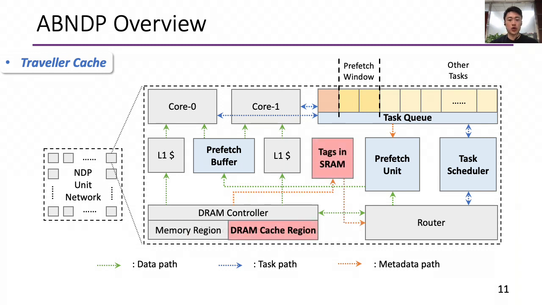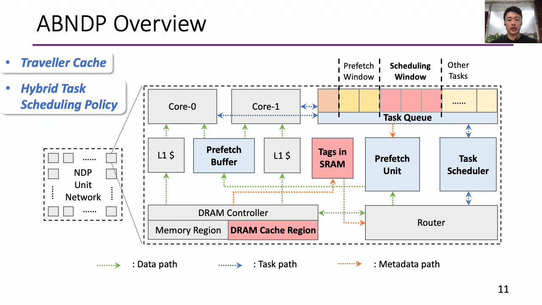We reserve a small portion of the DRAM as cache to reduce remote accesses, and we propose an efficient tag scheme stored in SRAM to record caching information. Then we propose a hybrid scheduling policy that co-optimizes load imbalance and remote access cost. We reserve a scheduling window in the task queue. For tasks in a scheduling window, the scheduler will choose the best unit for it to be executed.